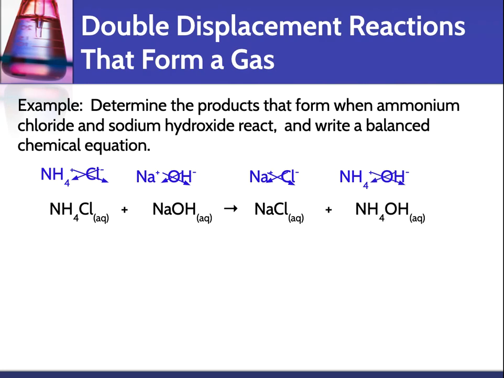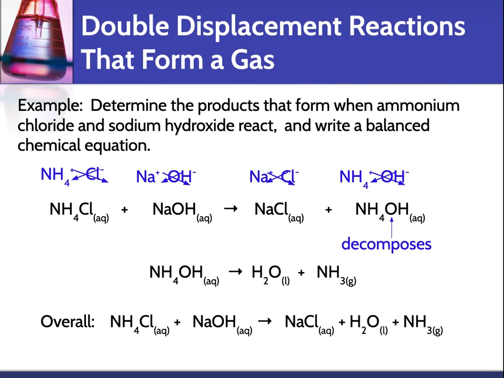Again, you get to this point, you might think, oh, there's no reaction. But you have to remember that ammonium hydroxide is going to decompose. The decomposition reaction for that is that it decomposes into water and ammonia gas, NH3. So we take the water and the NH3 and replace the ammonium hydroxide in the products. Overall, we've got ammonium chloride plus sodium hydroxide, making sodium chloride plus water plus ammonia, NH3 gas.